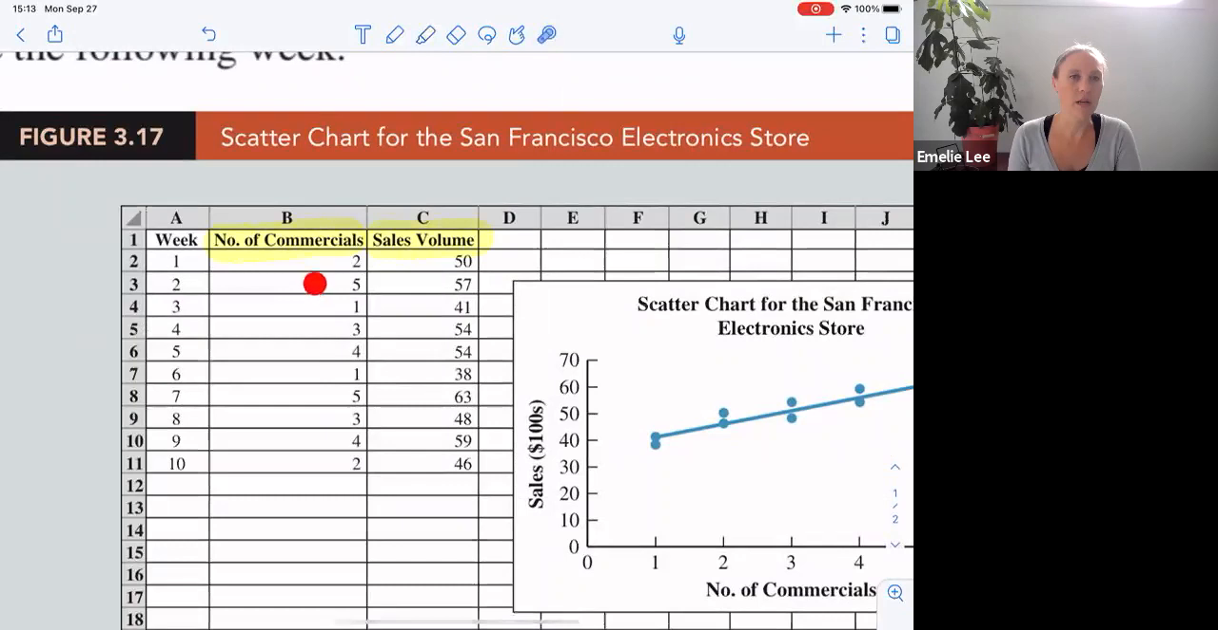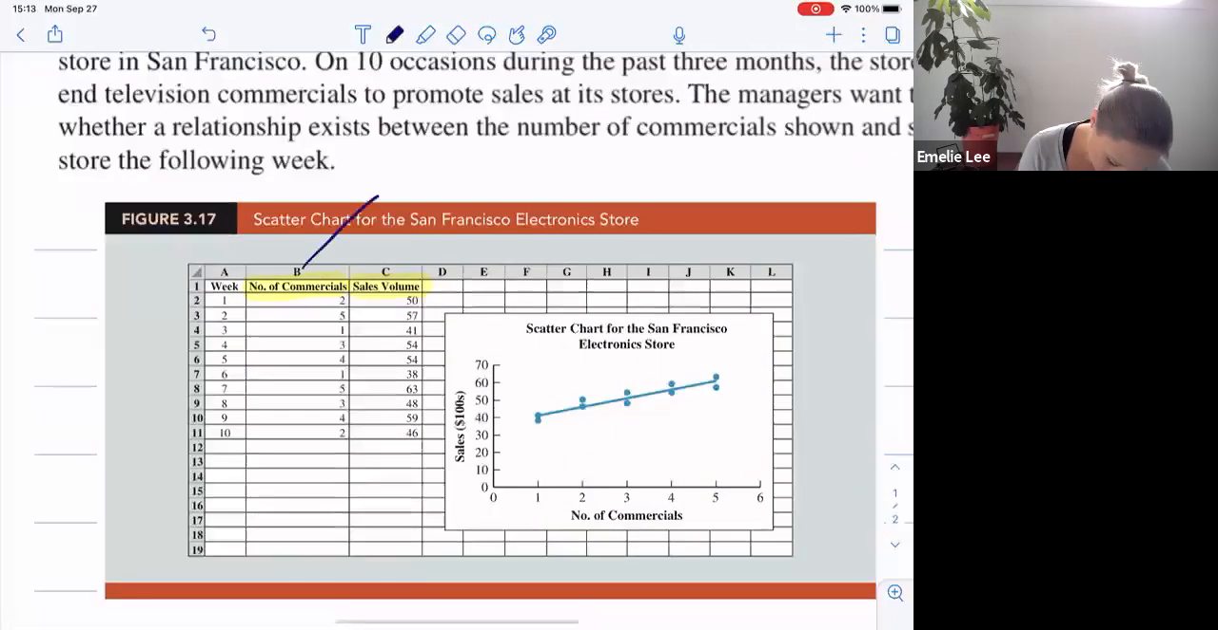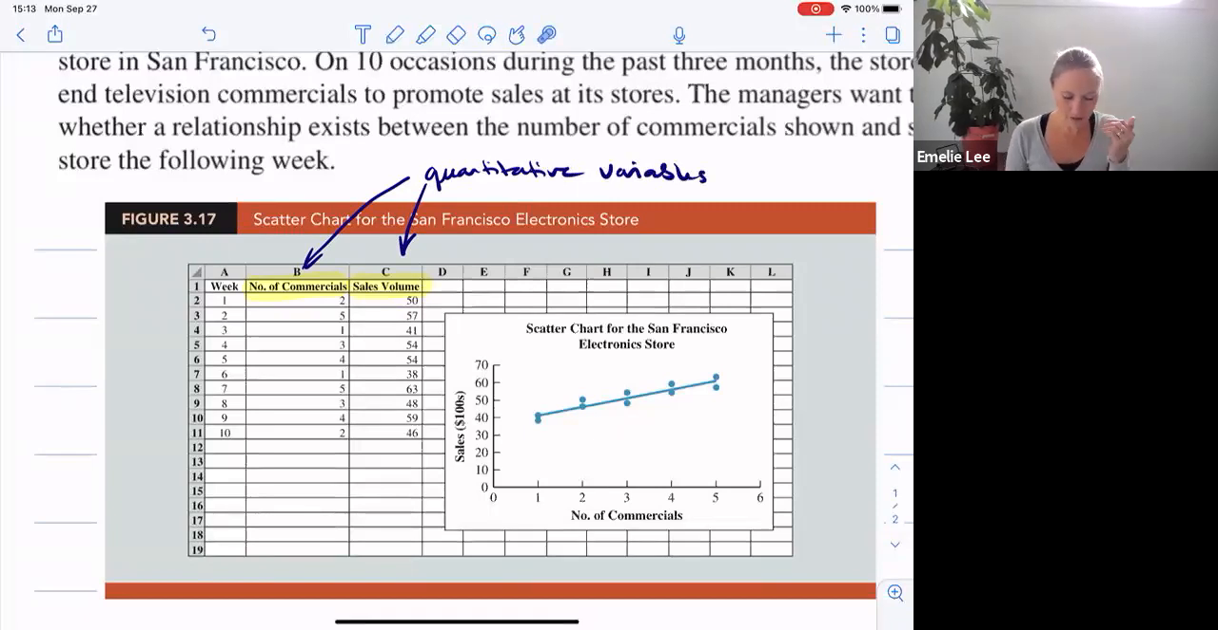The number of commercials for each week and the sales volume for each week. I didn't include very much of the description because it doesn't actually matter, because we're just looking at two quantitative variables, right? And so here, these are both quantitative variables. The week number is just an observation number, so it doesn't really matter.